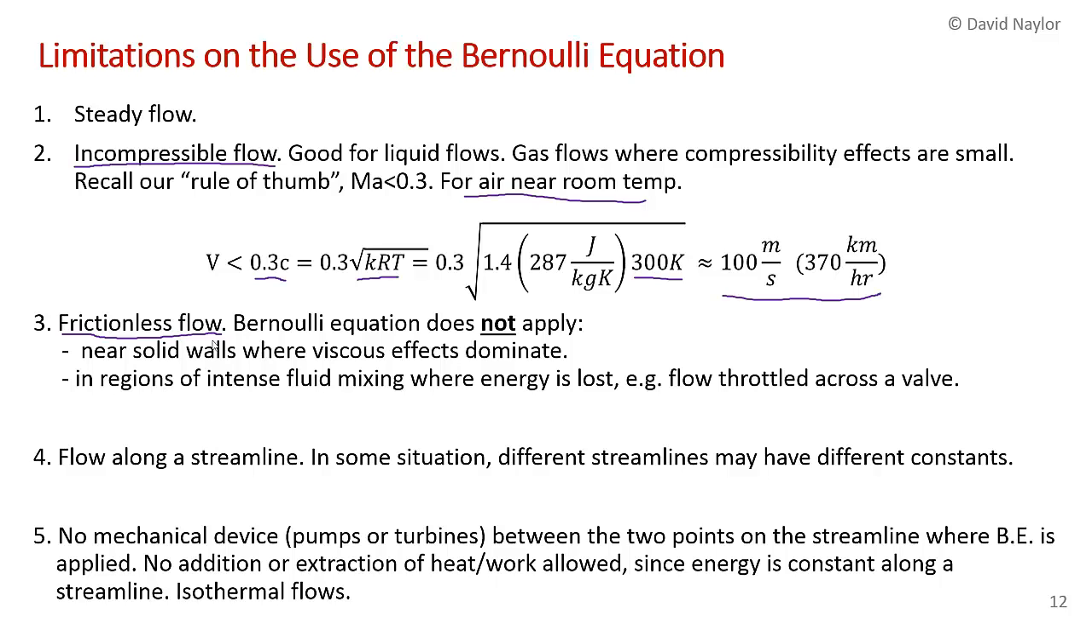It also doesn't apply in regions of intense mixing, where you have a lot of energy loss caused by turbulence in the flow. So if you throttle a flow across a valve, and by throttling I mean you drop the pressure by maybe partially closing a valve, you won't be able to apply Bernoulli's equation across the valve because the energy in the flow is not constant. There's energy losses. We'll talk about how to account for those later in this chapter, but when you're using Bernoulli's equation, you can't apply it across a throttled valve.